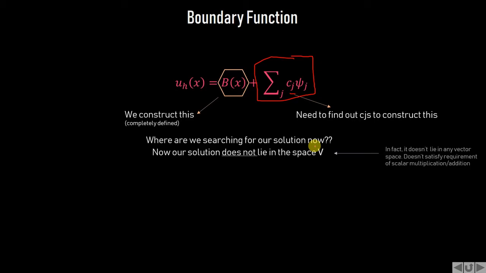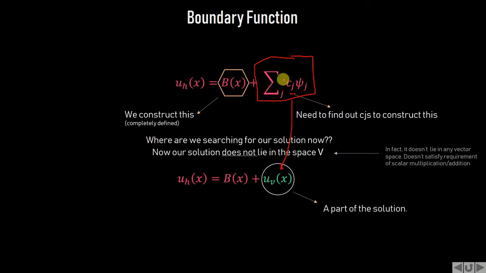So we won't go much deeper into that. The thing that we know right now is that it doesn't lie in the space V, but this thing in the box lies in that space. Okay, so we write this thing as u_V(x). Now this thing actually lies in the vector space and it is a part of our trial solution. So given B(x), that's what we know, we try to find this u_V(x) that lies in the space V.